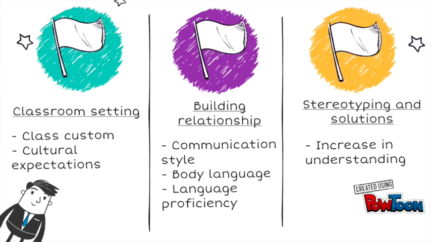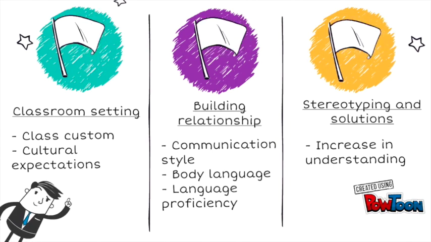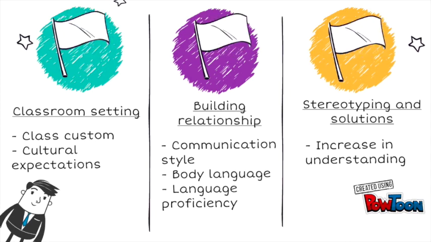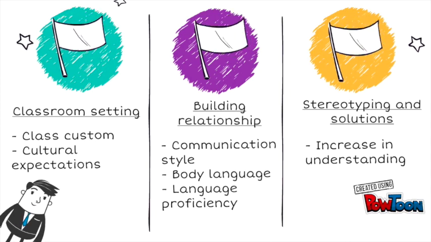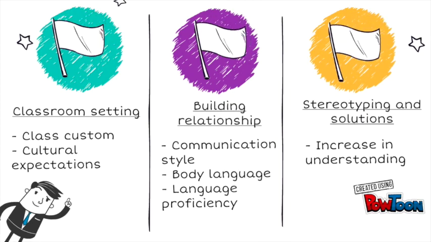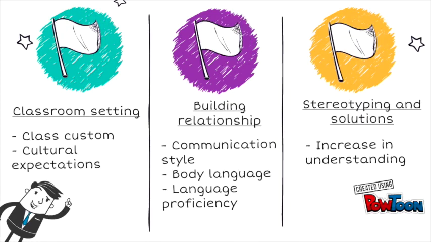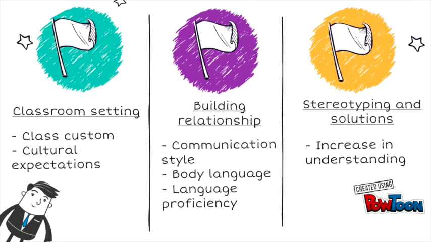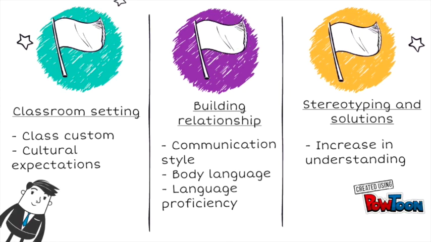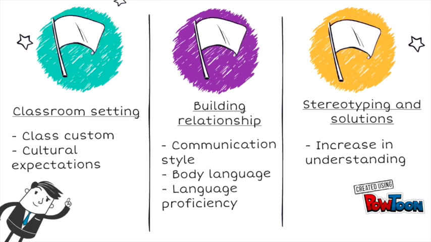There are different aspects and concerns in building a healthy relationship, some of which are communication styles, body language, as well as language proficiency that could cause misconceptions. Words that have cultural or linguistic meanings encoded, such as tea as shown from the example, as well as frequent usage of slang by locals, can leave international students confused. The final aspect of cross-cultural communication is stereotyping and solutions.